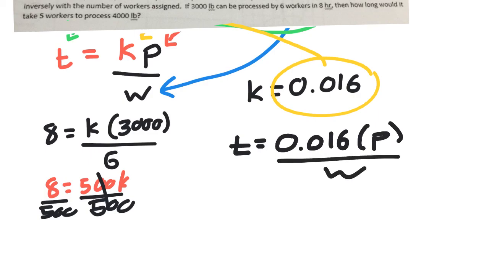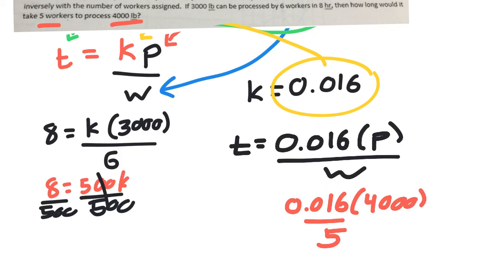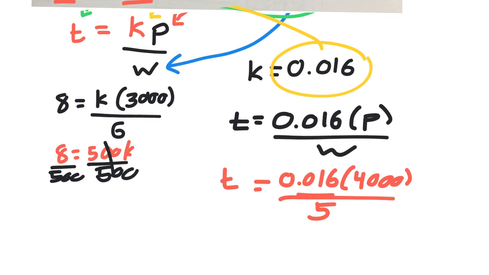Now in the new situation, we want to know how long would it take 5 workers, so 5's going in the denominator, to process 4,000 pounds, that's going in the numerator. So as I plug those values in, 0.016 times 4,000 divided by 5, that would be 640. 640 divided by 5 is 1, 2, 4.